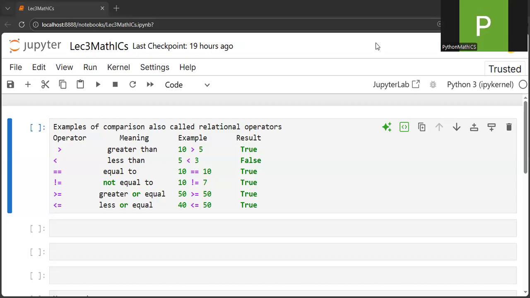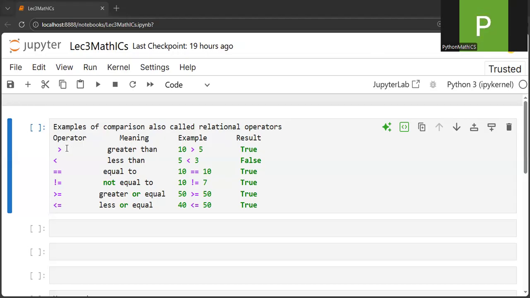We often ask questions like, is the student pass or fail? So you understand in this case, the answer will be either true or false. Or is the speed greater than the limit? Or are these two values equal or not? So all such things come under the operators which are called relational operators or comparison operators. Comparison operators compare two values and give the answer in the form of true or false. So these are the operators we use in Python.